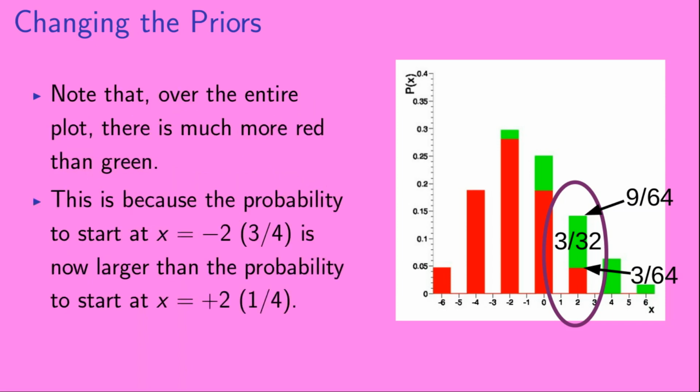Now note that over the entire plot there is much more red than green. This is because the probability to start at x equals -2, which is 3/4, is now larger than the probability to start at x equals +2, which is 1/4.